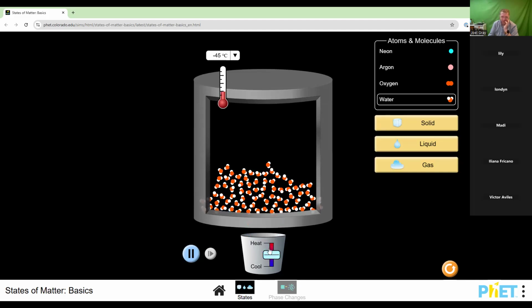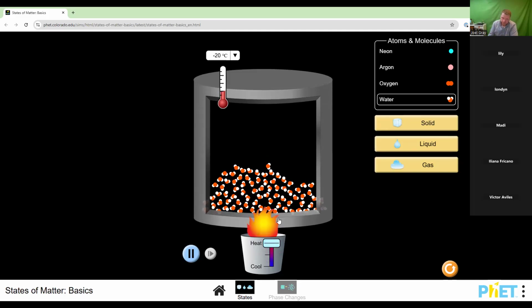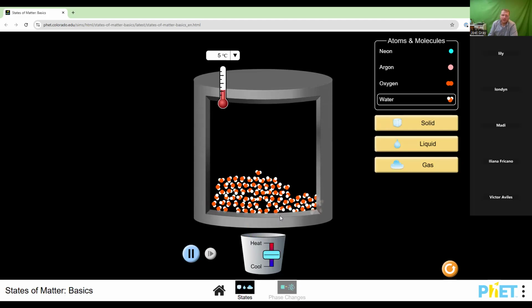Continue to heat it up, movement increases. Negative 32 degrees Celsius. Oh, and now we're at 5 degrees Celsius. Okay, so at 5 degrees Celsius, is this a liquid or a solid? Is it liquid water, solid water, or gaseous water? At 5 degrees Celsius it is actually a liquid, because 0 degrees Celsius is the freezing point for water. So this right here is a liquid.